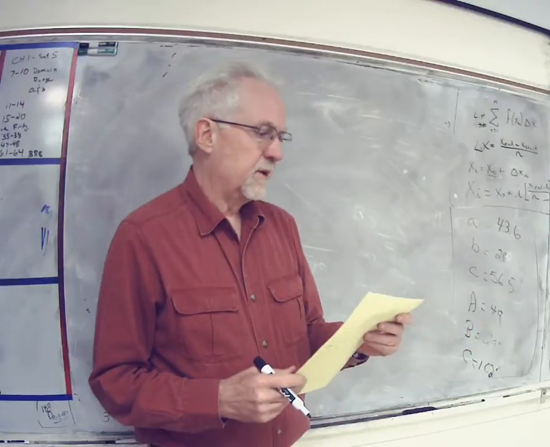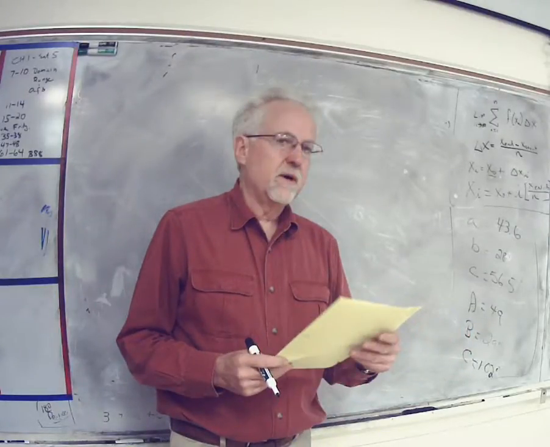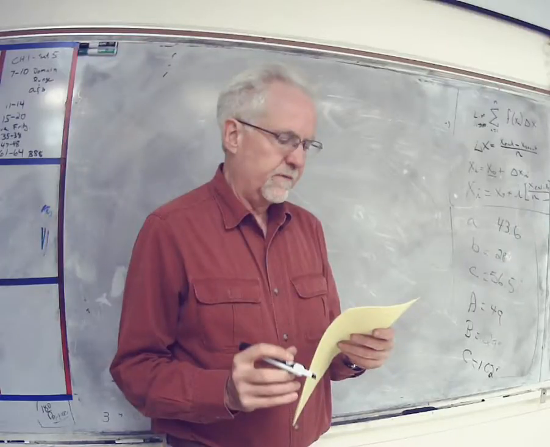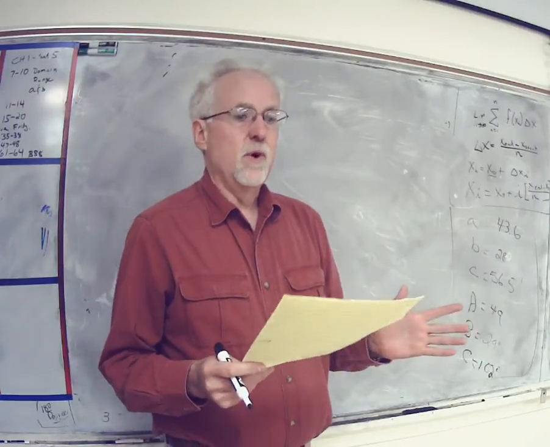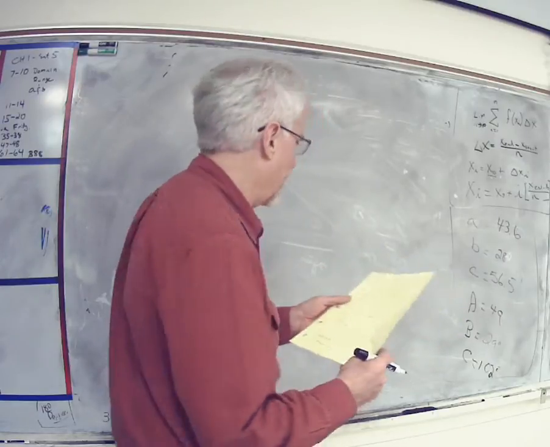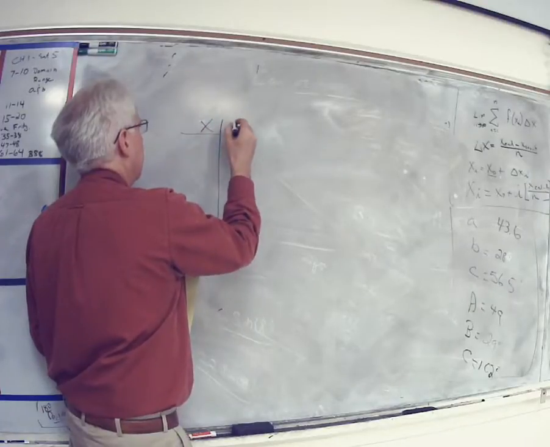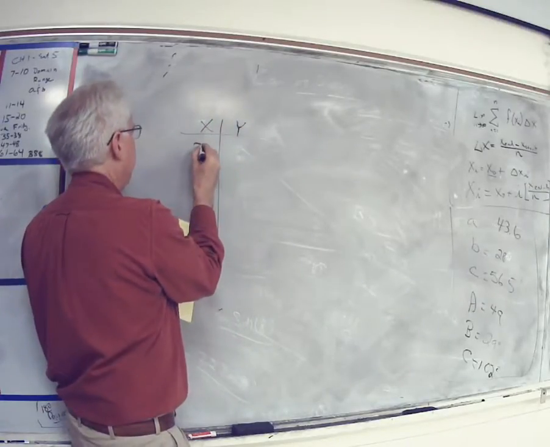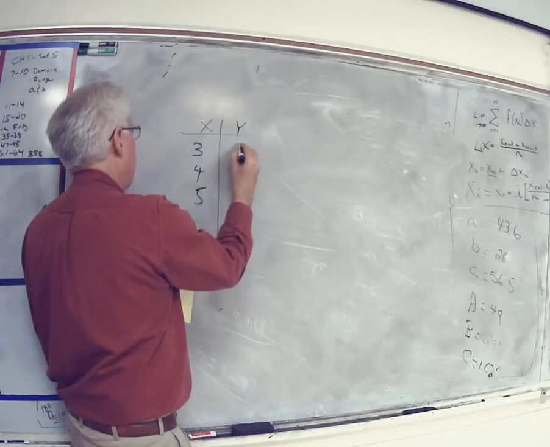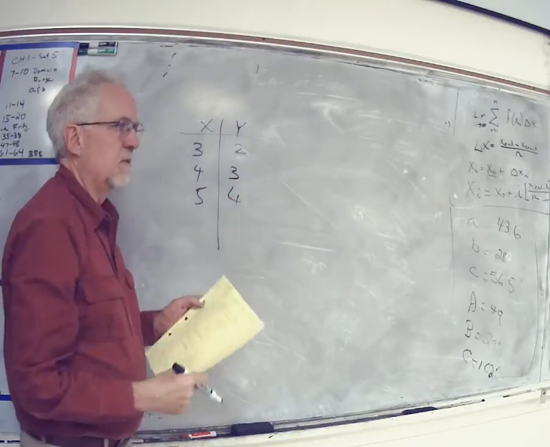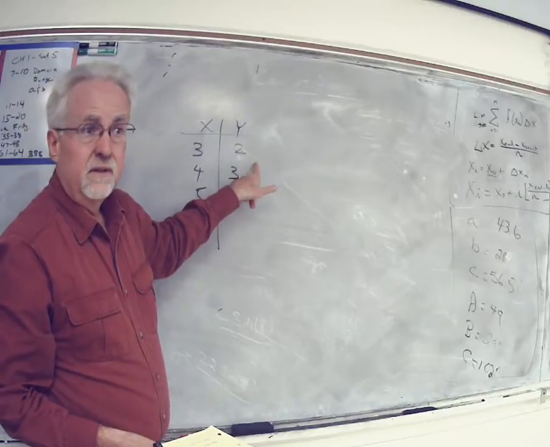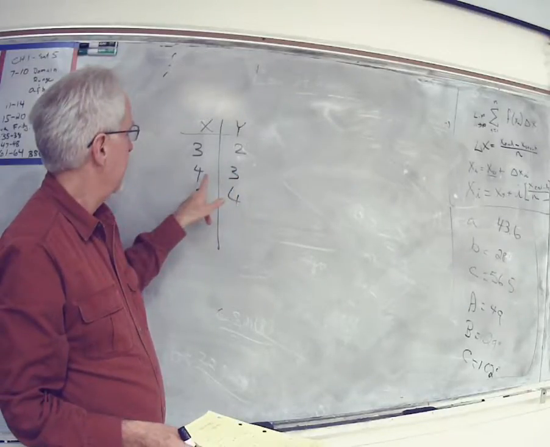Okay, live from El Dorado High School, we are going to look today at how to calculate and find inverse functions and relations. The easiest one is a relation. A relation is a set of points. Let's say we have the relation x and y, with x values 3, 4, 5 and y values 2, 3, 4. This is a relation: 3 is related to 2, 4 is related to 3, and 5 gives you 4. You understand that.